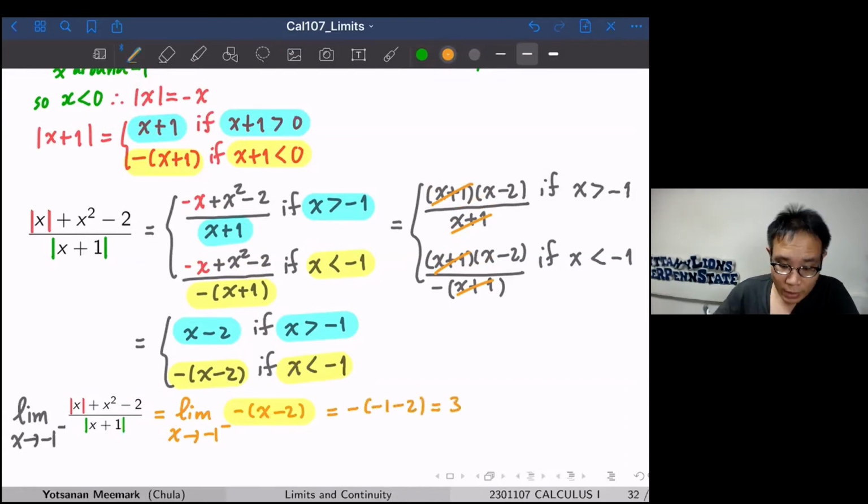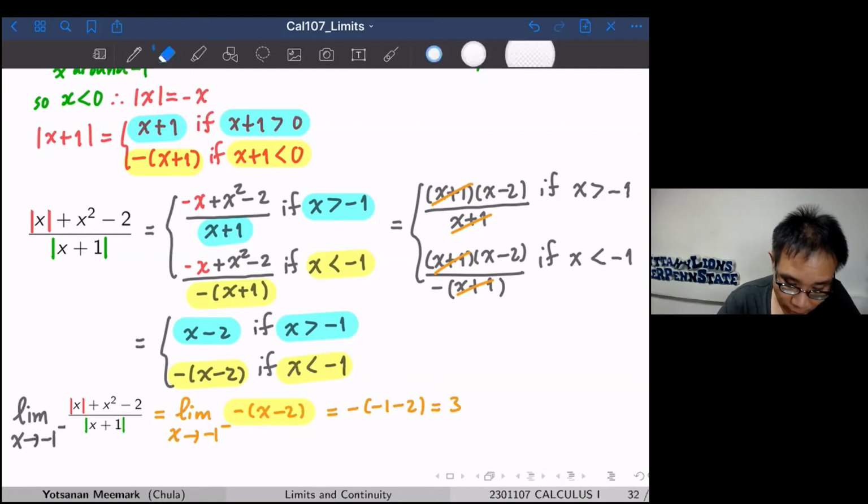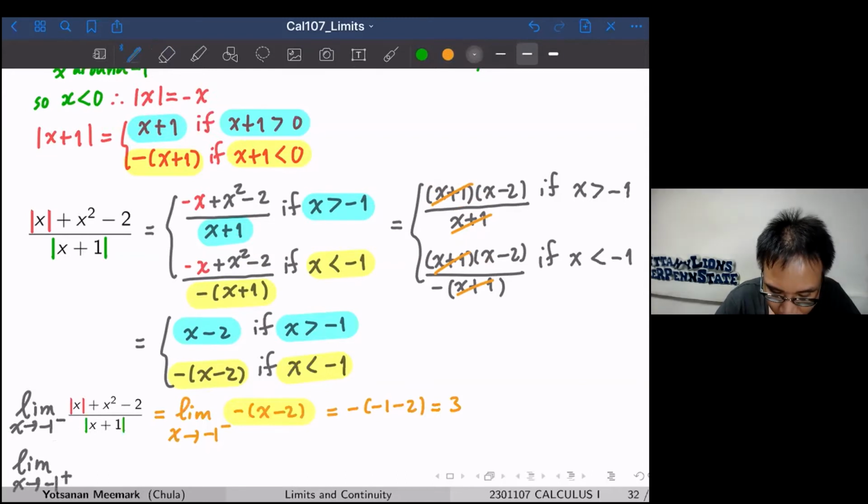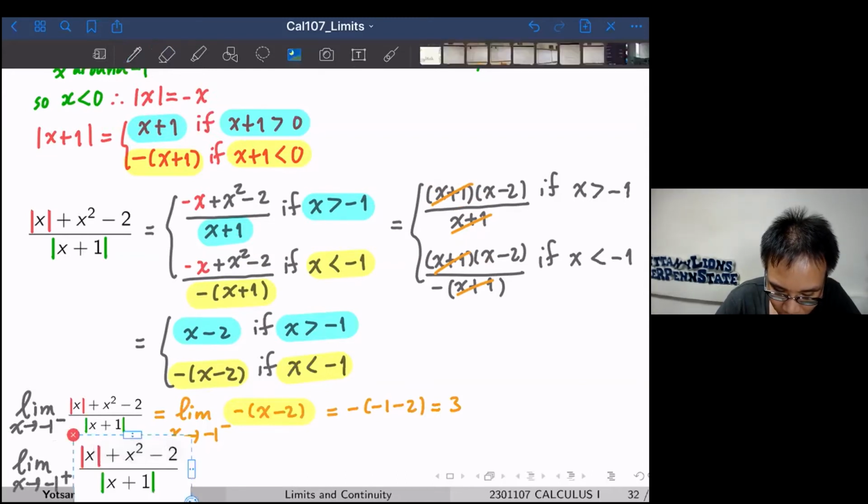Let me make this one a little bit smaller. So you have the limit as x goes to negative 1 from the left. And now you're going to compute the limit as x goes to negative 1 from the right side. So you paste the same thing.